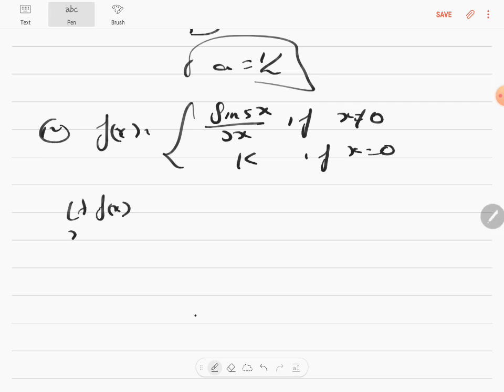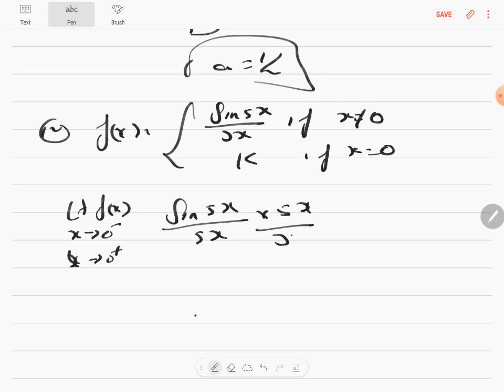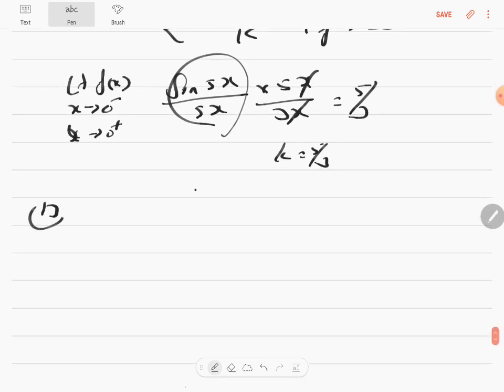Limit of f of x, x tends to 0 from the left or x tends to 0 from the right. It's sin 5x by 5x into 5x by what is left out, which is the 3x. x and x are getting cancelled, 5 by 3, therefore k is equal to 5 by 3. These are similar to last year's sums, so easy. And this one's like a linear sum for cos.